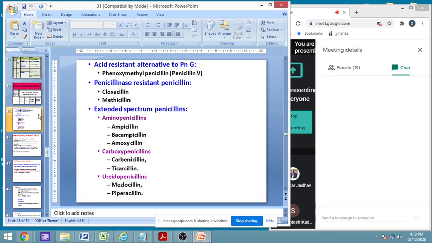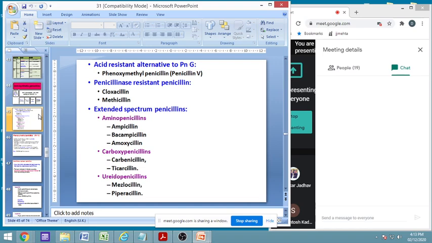So examples of these are cloxacillin, methicillin, these are penicillinase resistant. Then extended spectrum penicillins, examples of these are aminopenicillins like ampicillin, bacampicillin, amoxicillin, and out of that ampicillin and amoxicillin are still very good in practice. They are still widely used. They are effective, and they can be given orally. So they are acid resistant also. They have an extended spectrum, they are effective, and there is very little resistance. So these are still in practice, still widely used.